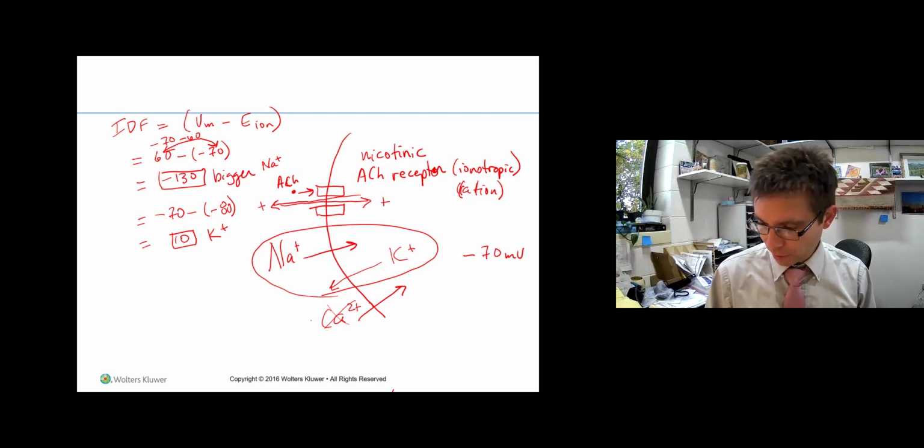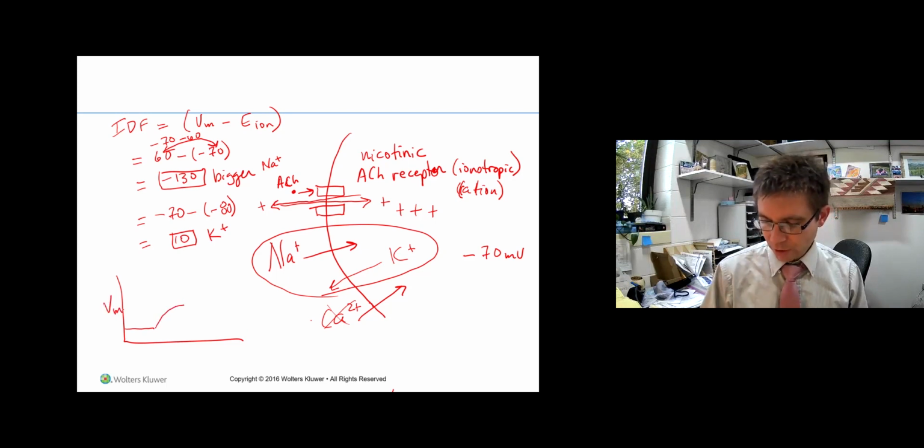So if we look at the membrane potential, we will see that the membrane potential depolarizes. Okay, so there's resting membrane potential, and then it will depolarize. This is called an EPSP, which stands for excitatory postsynaptic potential. So it's a change in membrane potential that's happening in the postsynaptic membrane, and it's excitatory because it's depolarizing the neuron, which is something that could lead to an action potential.